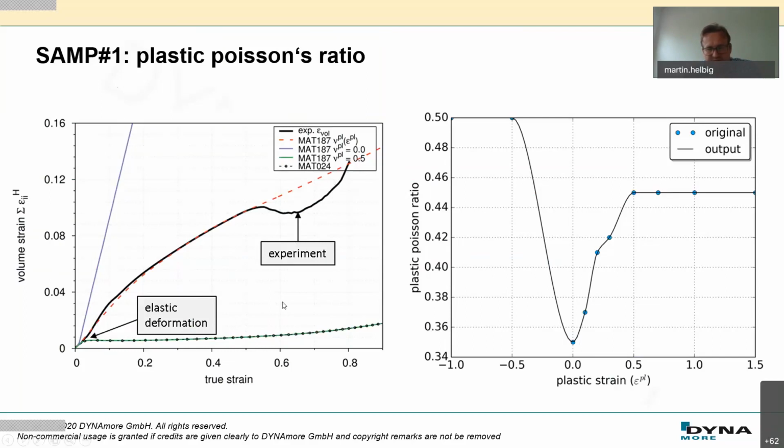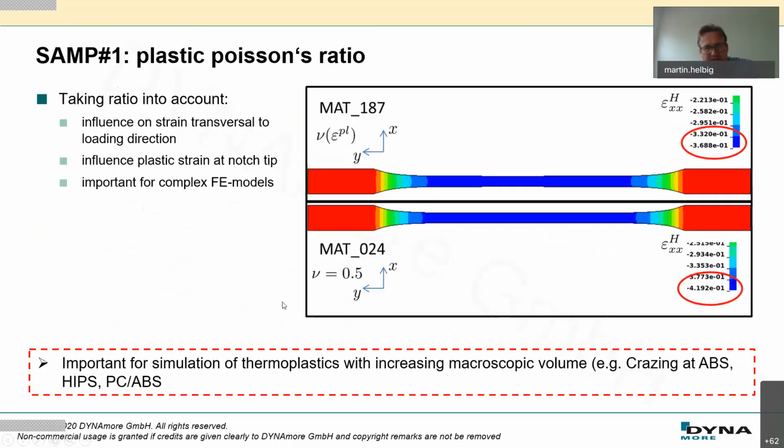I did it just with a 1-element test. And this is the results. This is the influence, more or less. If we compare here MAT24 and the SAMP model, we see that we have a different strain perpendicular to the loading direction.